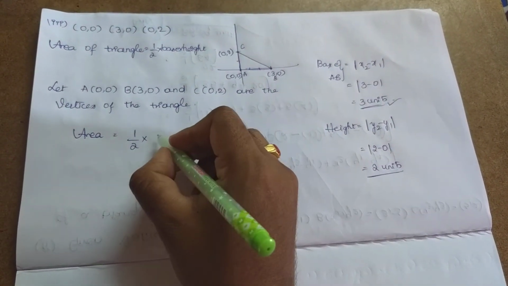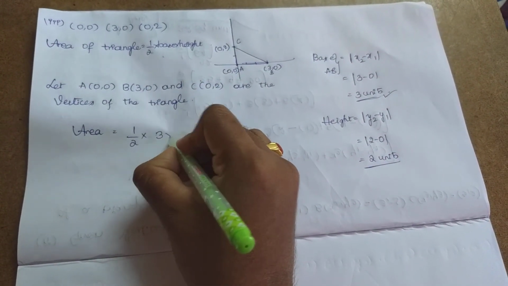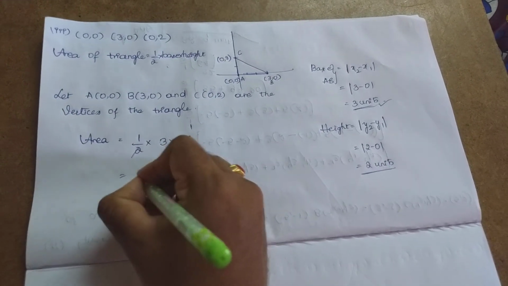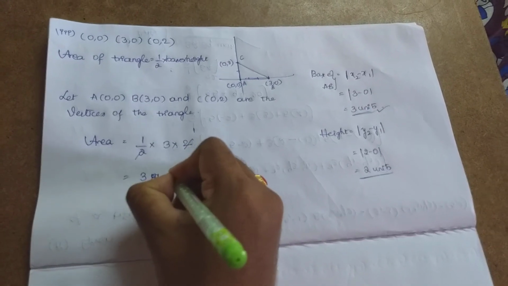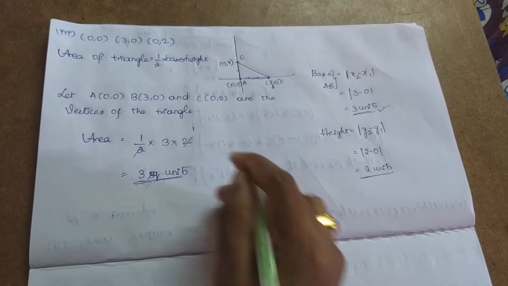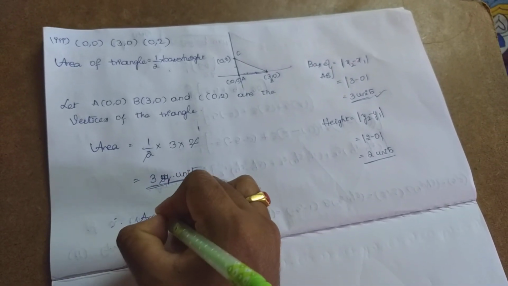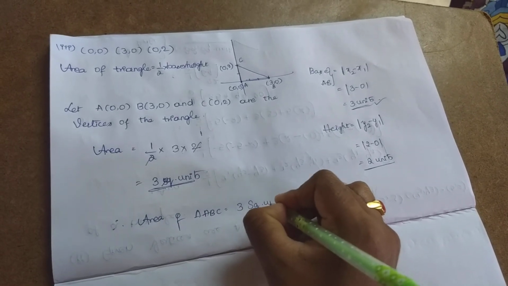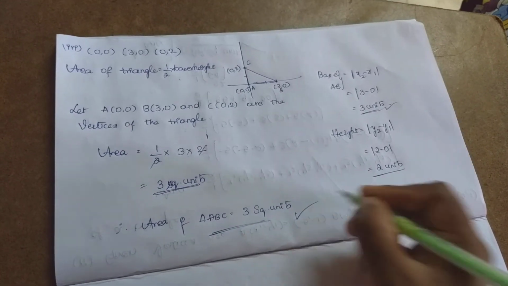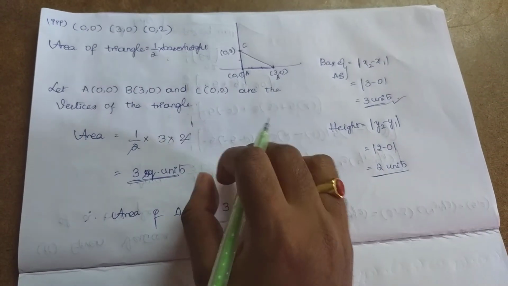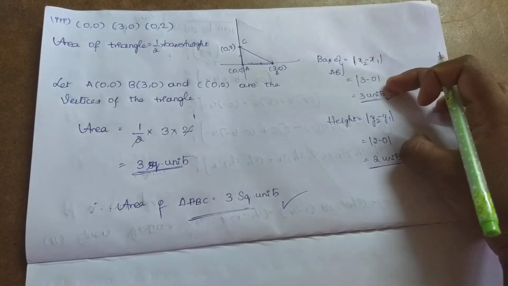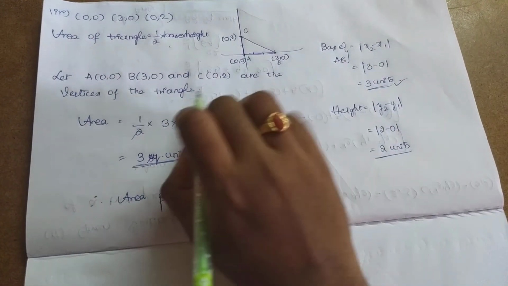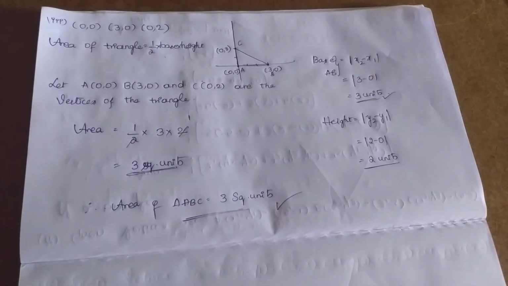So it can be written as 1 by 2 into, what is base? Base is 3 into height is 2. So 2 ones are 2, it is cancelled off. So 3 into 1 into 1 becomes 3 square units. Since it is an area, the units should be in terms of square units. Therefore area of triangle ABC equals 3 square units. So this is the solution for sub question 3. I have solved the problem in terms of 1 by 2 into base into height. You can also solve this using 1 by 2 into x1 into (y2 minus y3), like that also.